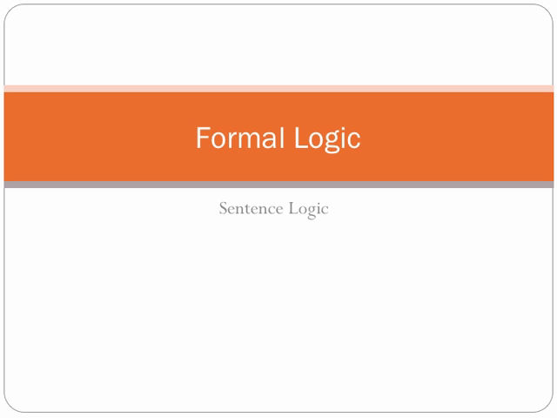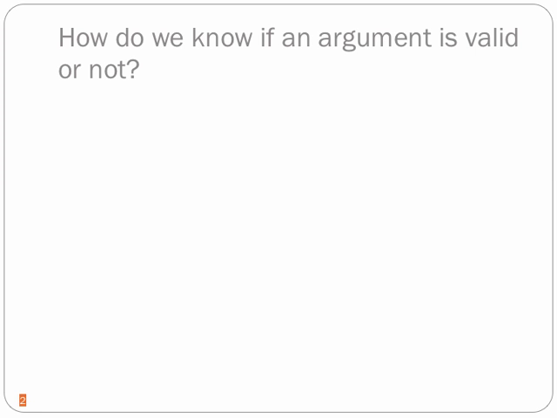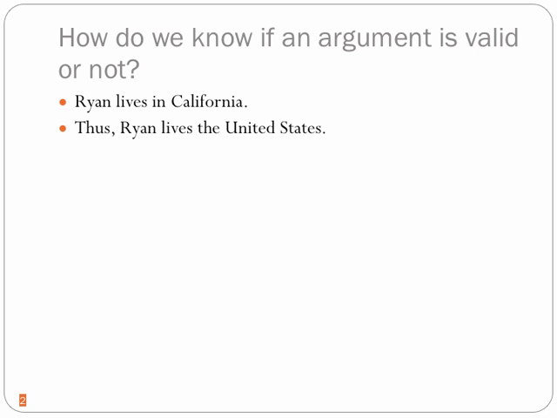or a course on formal logic, which is usually broken down into a section on sentence logic and a section on quantificational or predicate logic. Sentence logic is also called truth functional logic, propositional logic. But we're going to start with this basic question: how do we know if an argument is valid or if it's not valid? So this one, we know it's valid.